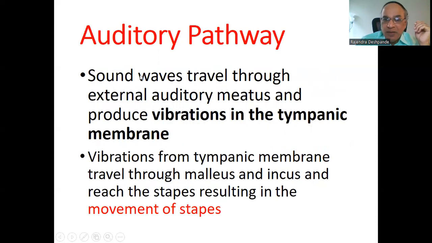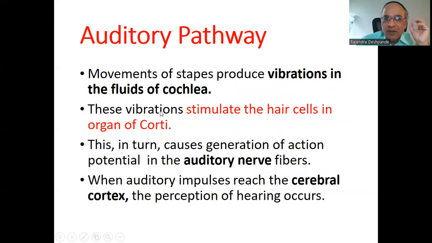Now, the auditory pathway, in short, I am referring to this particular topic. Sound waves travel through the external auditory meatus and produce vibrations in the tympanic membrane. This is the first event. Vibrations from the tympanic membrane travel through the malleus and incus, and of course the stapes, resulting in the movement of the stapes. Movement of the stapes produces vibrations in the fluid of the cochlea. These sound vibrations stimulate the hair cells. Where are the hair cells? In the organ of Corti.